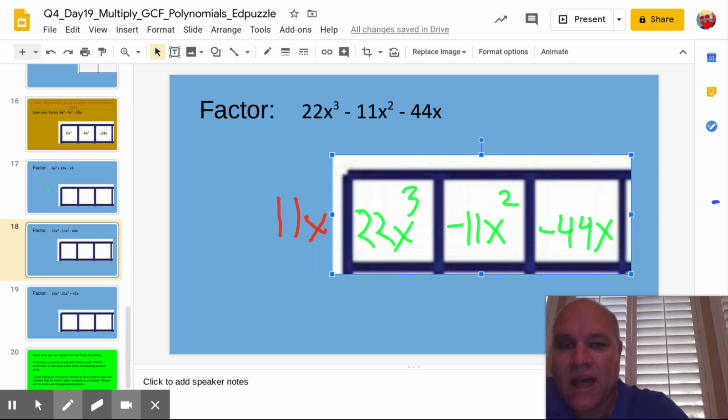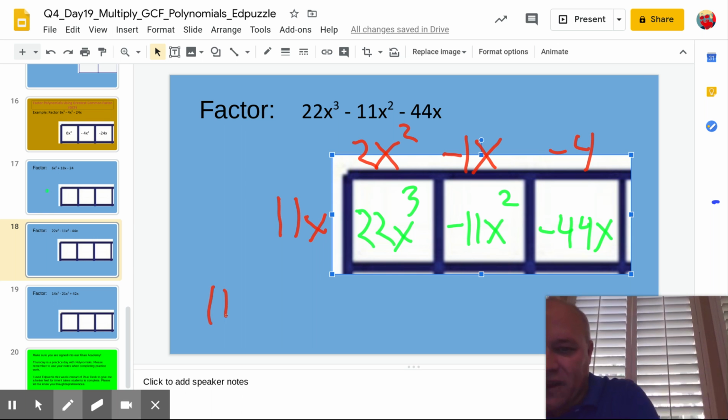All right, so now 11x multiplied by what gets you 22x to the third? That's right, 2x squared. 11x times what is negative 11x squared? Wasn't that just negative 1x? And then 11x times what is negative 44x? That would be negative 4. So the answer you should have gave me was 11x parentheses 2x squared minus x minus 4.